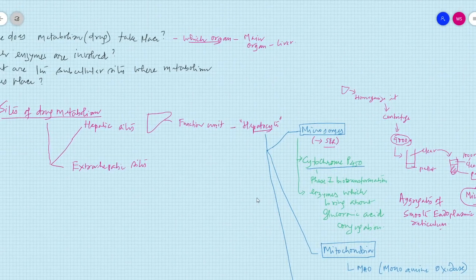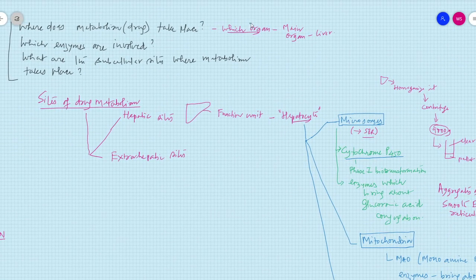So we have answered the question, which is the main organ. We have talked about the main organ, which enzymes are involved in the metabolism, and the subcellular sites. Now, let's do the same exercise with the extrahepatic sites. Which are the extrahepatic sites? The most important one is plasma, the tissues, the kidneys and the gut. Let's take one by one.